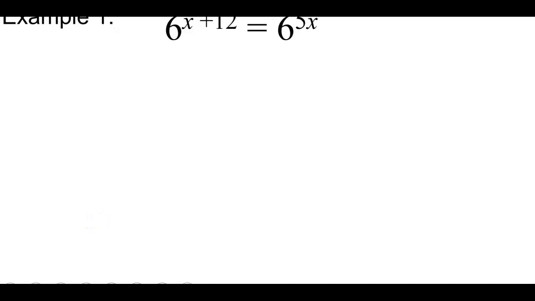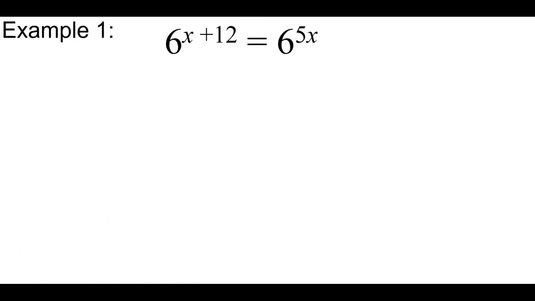Here we go. Example 1. Step 1, is the base the same here and here? Yes. Easy problem. Right? So if the base is the same, here's what you do. Cross out the base. I don't need no base in my face. All right? So the 6 is gone. What's left is the exponent. So x plus 12 comes down, 5x comes down. Those are equal. Okay?